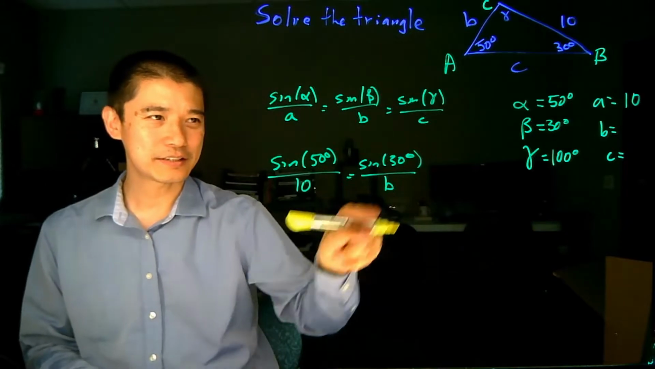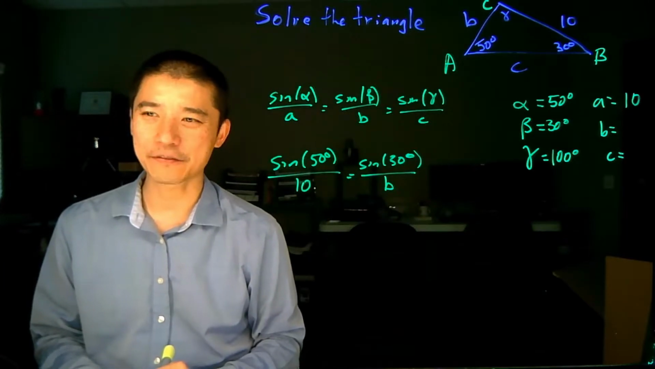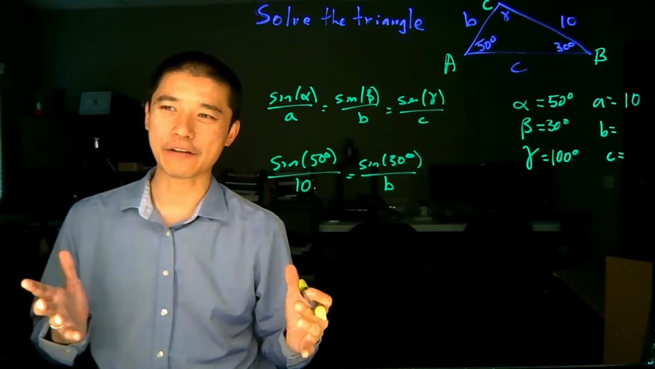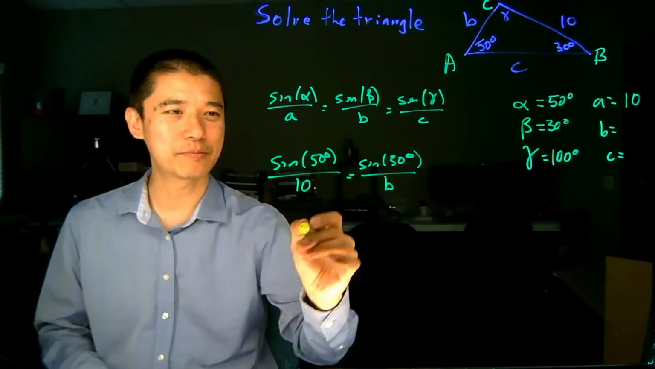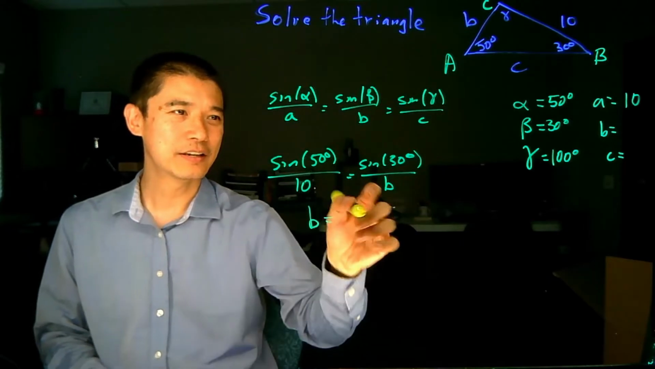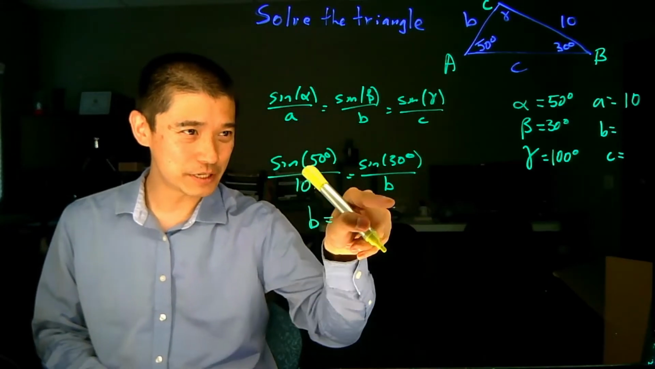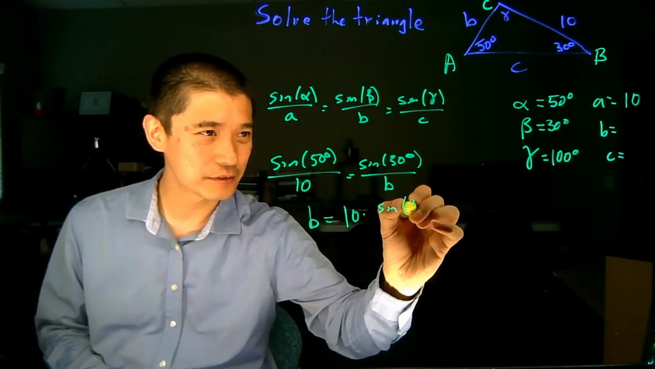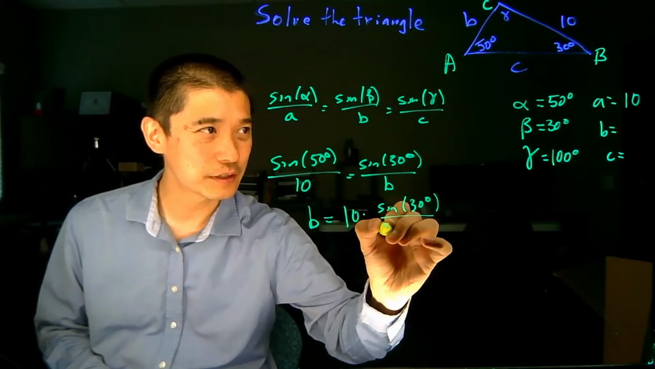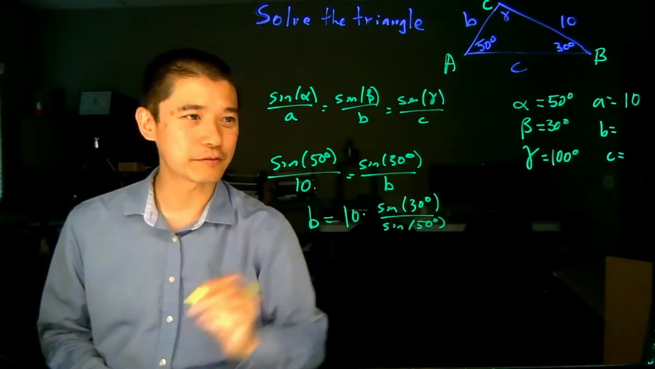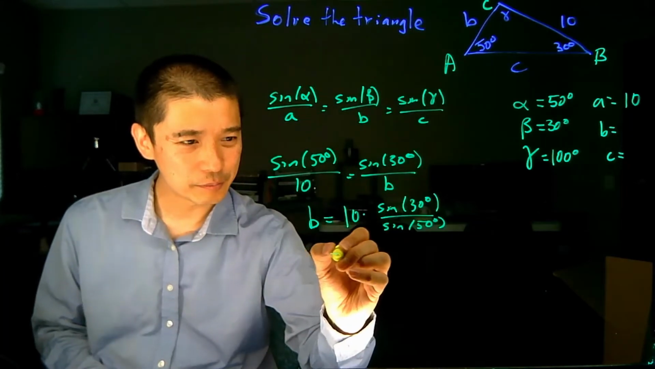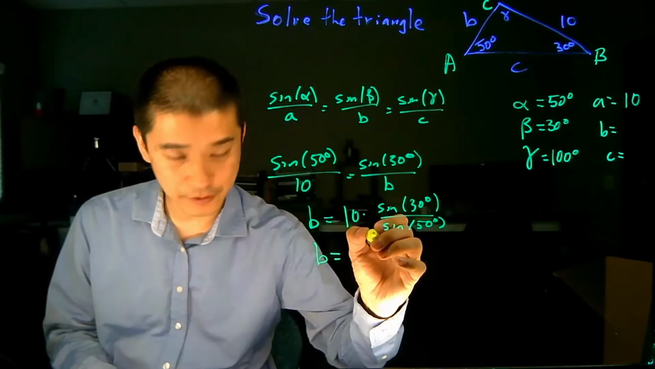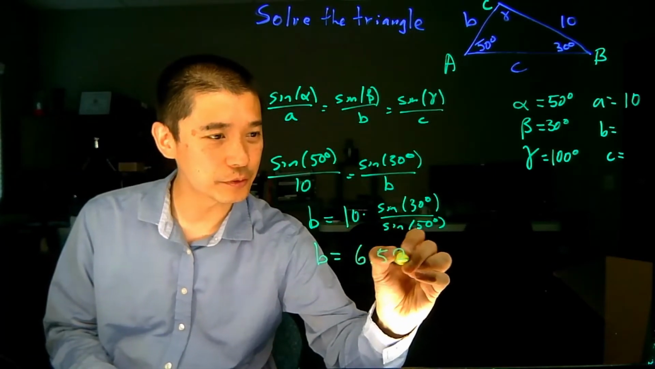Now in this case, even though we know the exact value of sine of 30 degrees, we won't know the exact value of sine of 50 degrees. And so either way, we're going to have to run to a calculator and do this because there's just no way for us to do it by hand. Let's solve for b first. So b is equal to 10 times sine of 30 degrees over sine of 50 degrees. You plug that into your calculator, you're going to get a value of b is equal to 6.527.